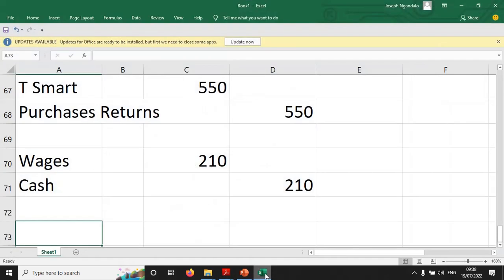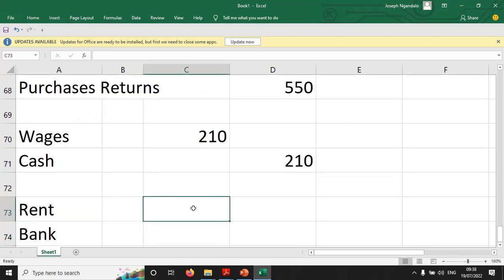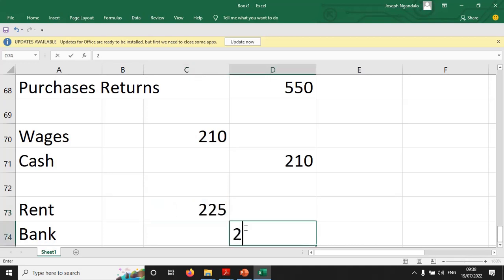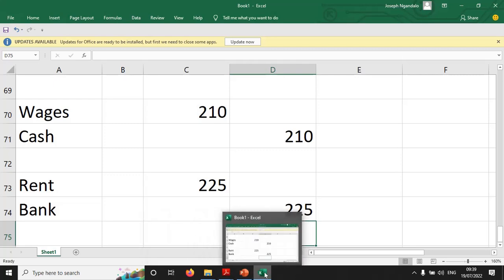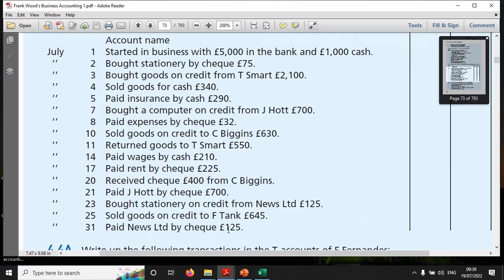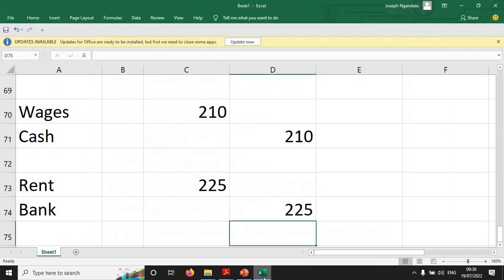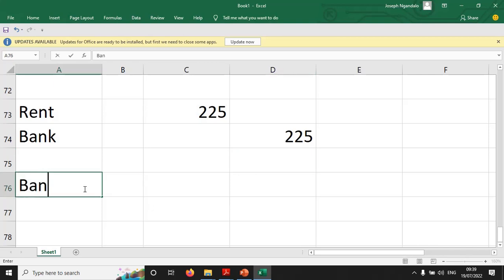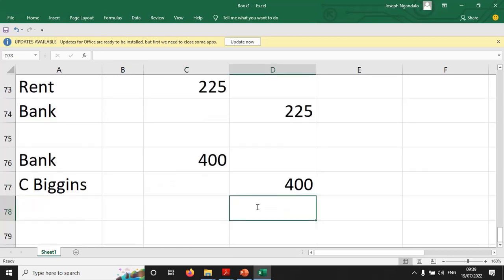Paid rent by check, right? Rent is an expense, right? When they say check, what do we mean? Bank. How much did you pay? And also here, 225. All right? You don't want to finish on your own? Eh? Good. Since I'm almost done, let me finish for you. Received check 400 from C Begins, isn't it? Meaning what is happening to your asset in the bank? It's increasing, isn't it? C Begins. How much did you receive? 400, right? Next.